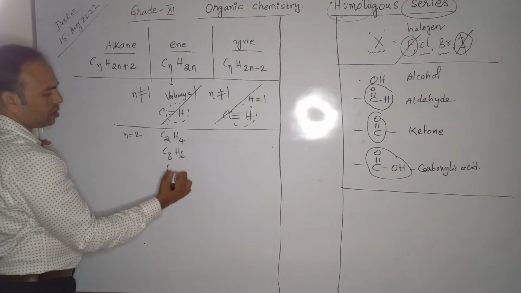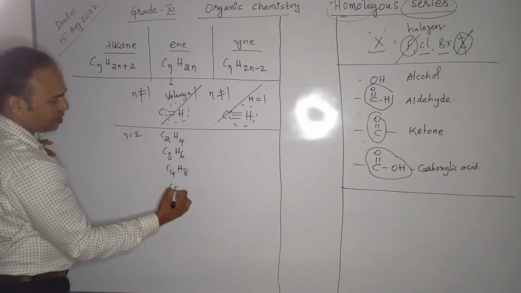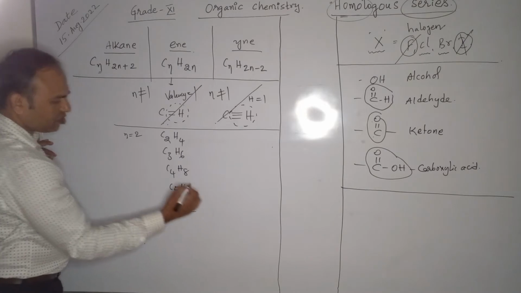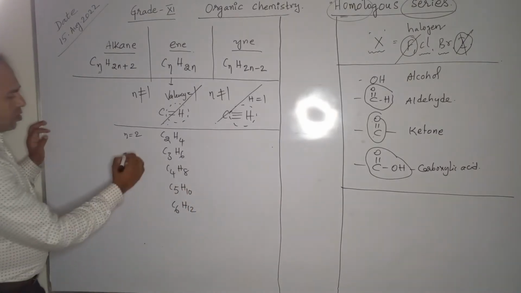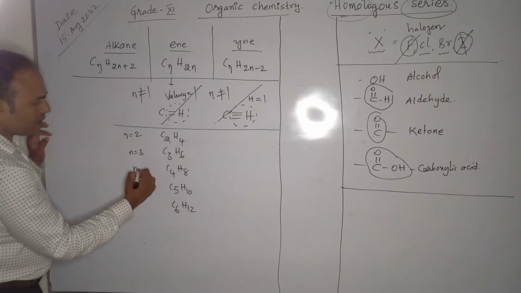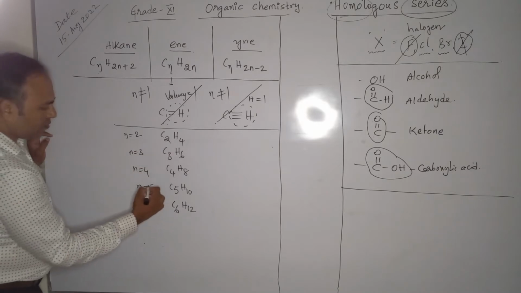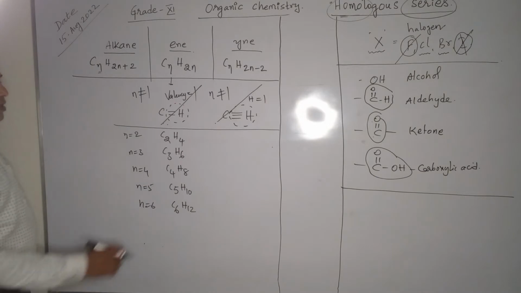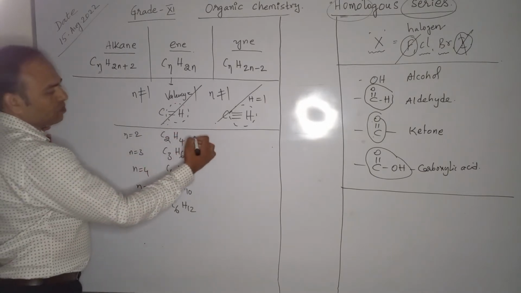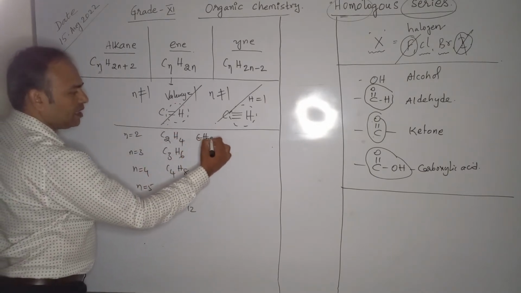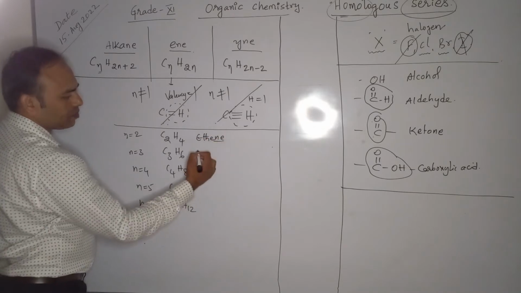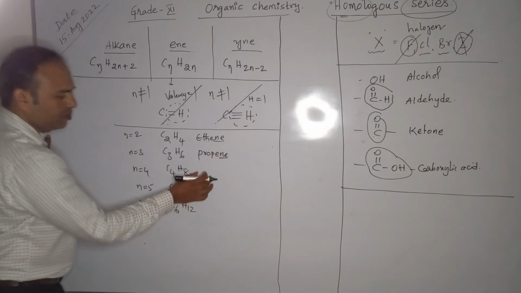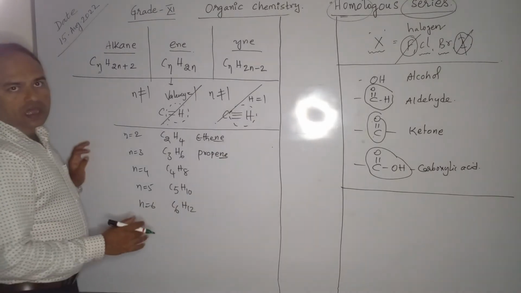C3H6, C4H8, C5H10, C6H12. Like this you can take. So n value can be 3. Here n is equal to 4, 5, 6 and so on, anything you can take. Now because you have written this, this is ethene, then propene, butene, like this. Once again apply the same thing.